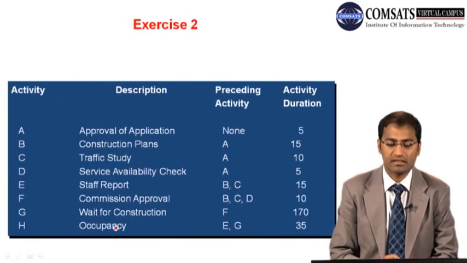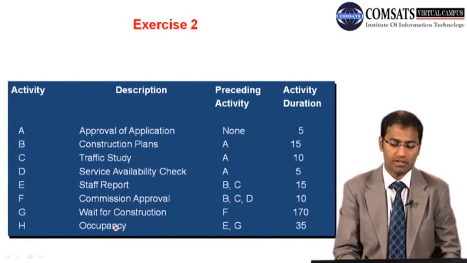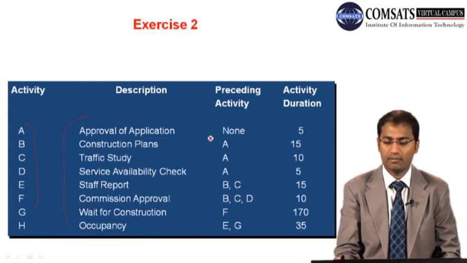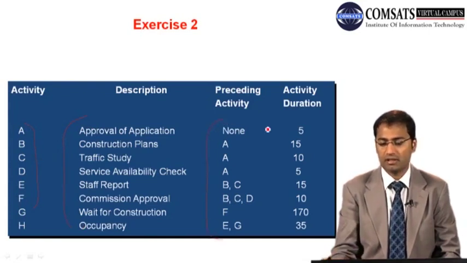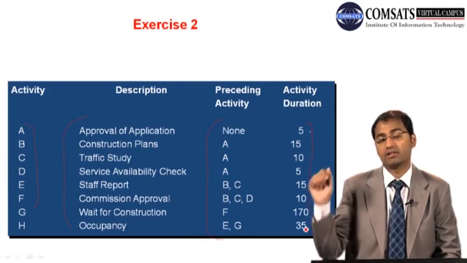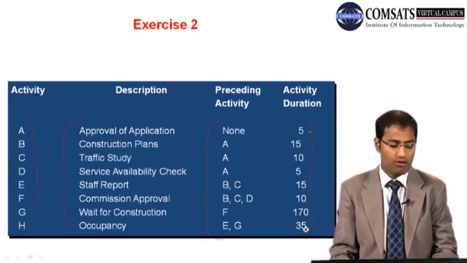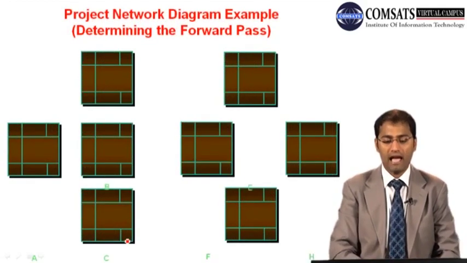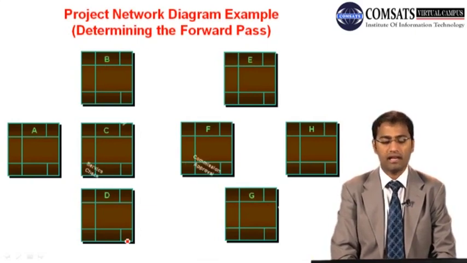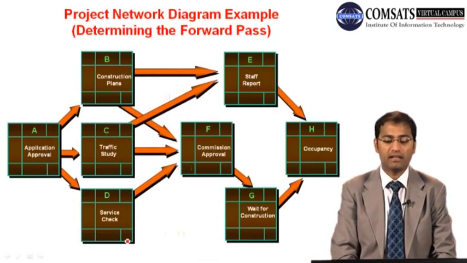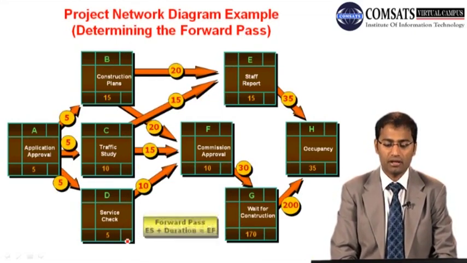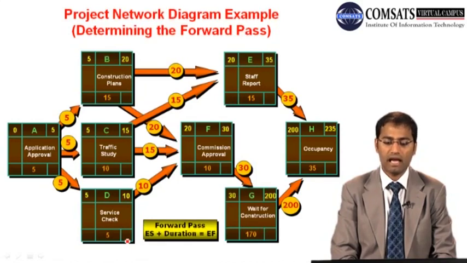So let's have this exercise, and let's say this is about construction, and there are 1, 2, 3, 4, 5, 6, 7, 8 activities, and the description is given over there. The relationships are given over there, and then the activity durations are given. Now we have to develop the activity on node diagram. First of all, we will have these boxes, and then the descriptions, and then the relationships, and then we put the durations in that. Then we will have a forward pass.